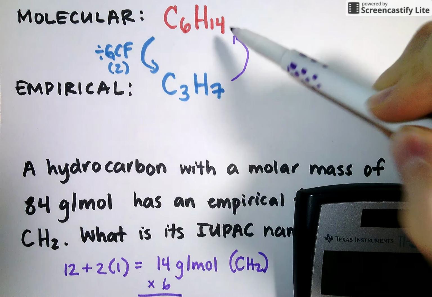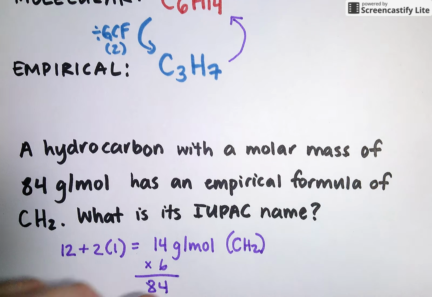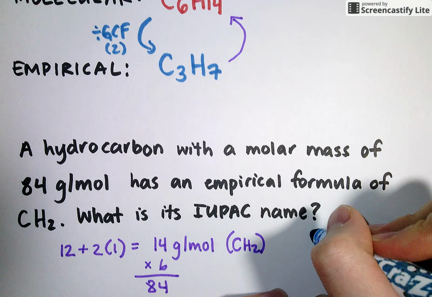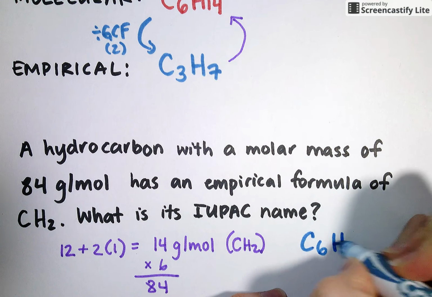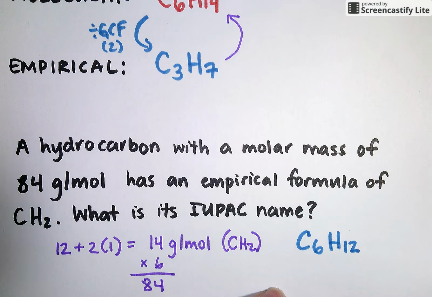That's this step right here. I'm going to multiply all of my subscripts in CH2 by 6 to get back to a molecular formula. And when I do that, I end up with C6H12. Using your general formula on Table Q, what I'm going to notice is that fits the general formula of an alkene molecule.